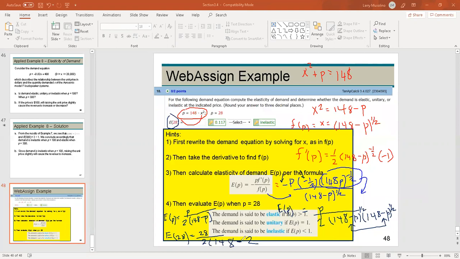And when you work that out on your calculator, you should get the answer 0.017. Because that value is less than 1, we call that inelastic. Remember, if this number had been greater than 1, we'd be calling it an elastic demand. But here, because E is less than 1, we say the demand is inelastic. Okay, hope this is helpful as you are working here in section 3.4 that deals with economic type functions.